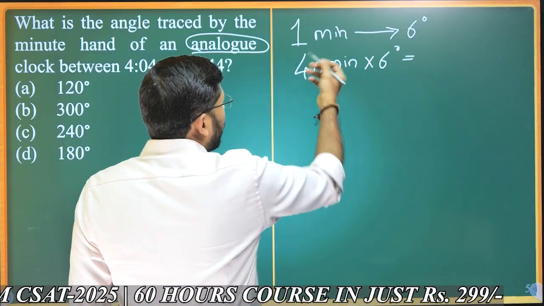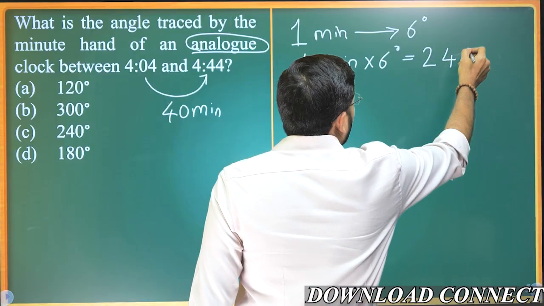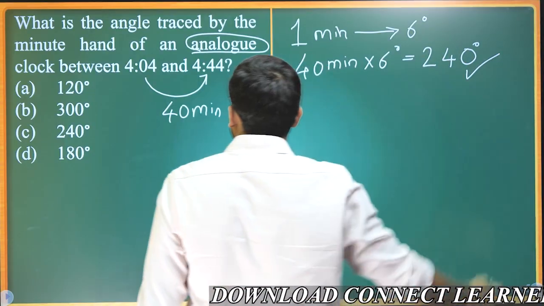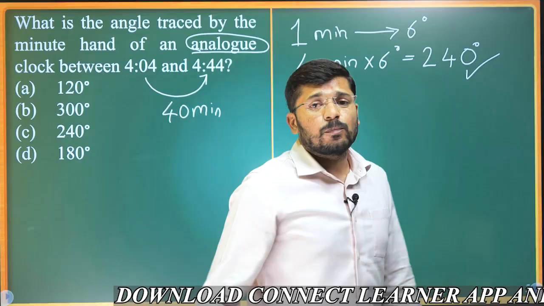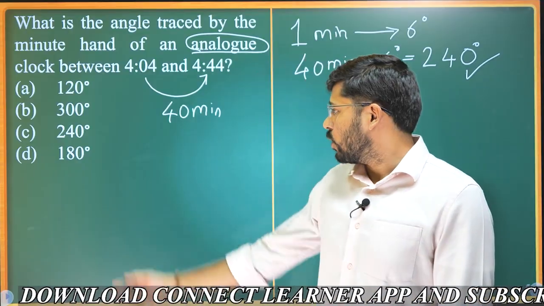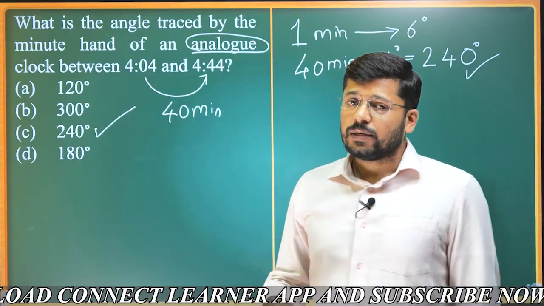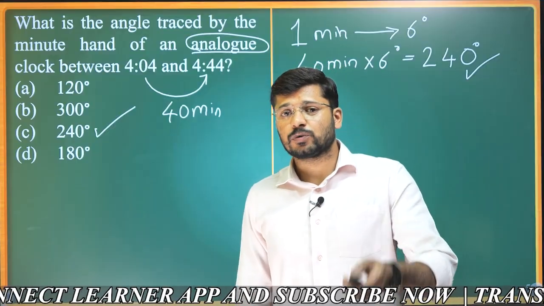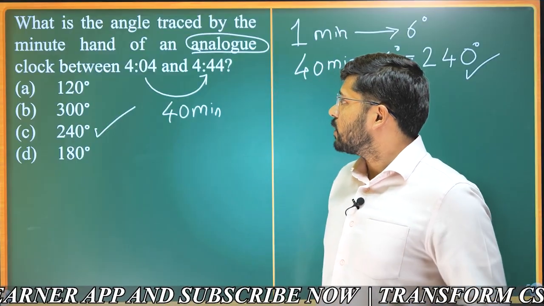4 6s are 24, add a 0, 240 degree. So from 4:04 to 4:44, the minute hand will move how much? 240 degree. Do we have an option? Yes, option C. Okay, now let us go to another sub-concept.